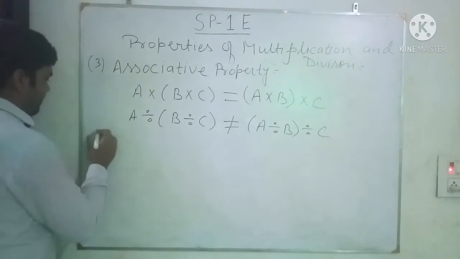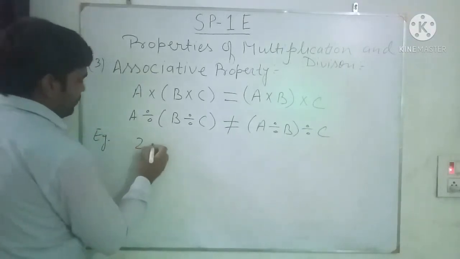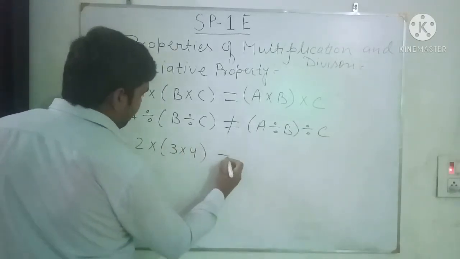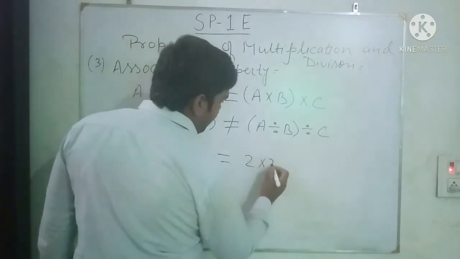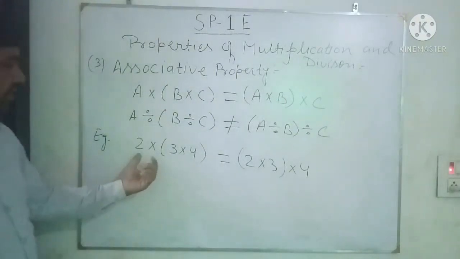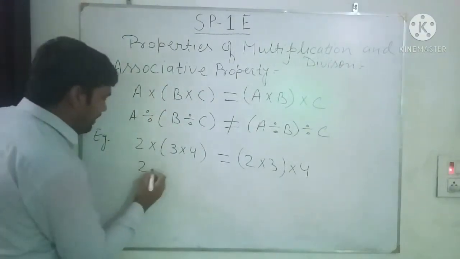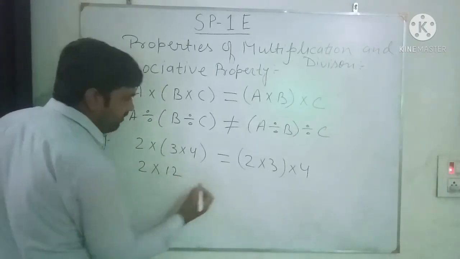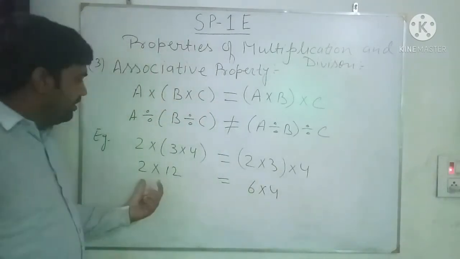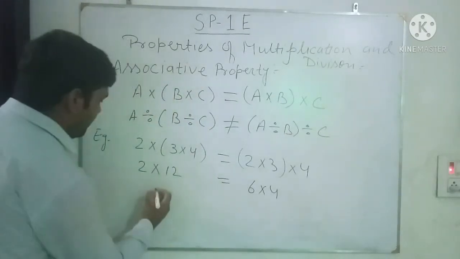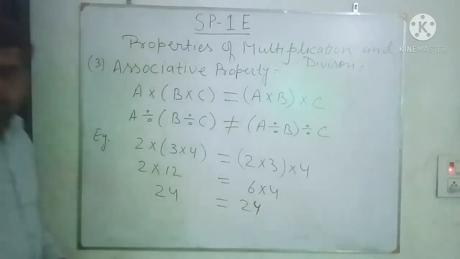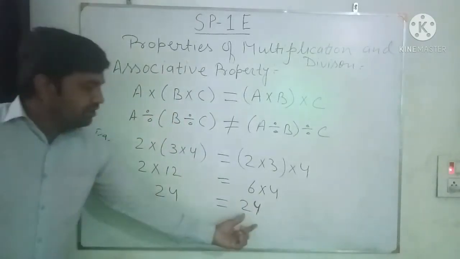Example we can take. Suppose 2 multiply 3 multiply 4. What will it give you as the result? 3 4s are 12. If you multiply 2 with the product of 3 and 4, that is 12. Here if you multiply 4 with the product of 6, both will give the same result. 2 12s are 24, here 6 4s are 24. See, both are giving the same product, 24.